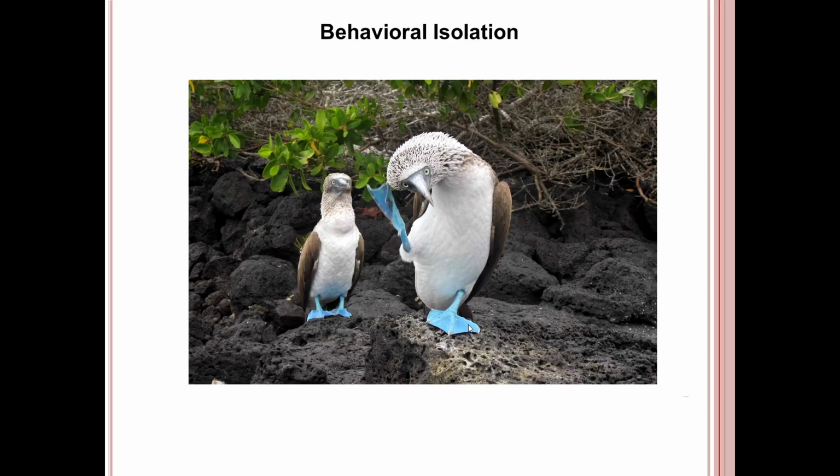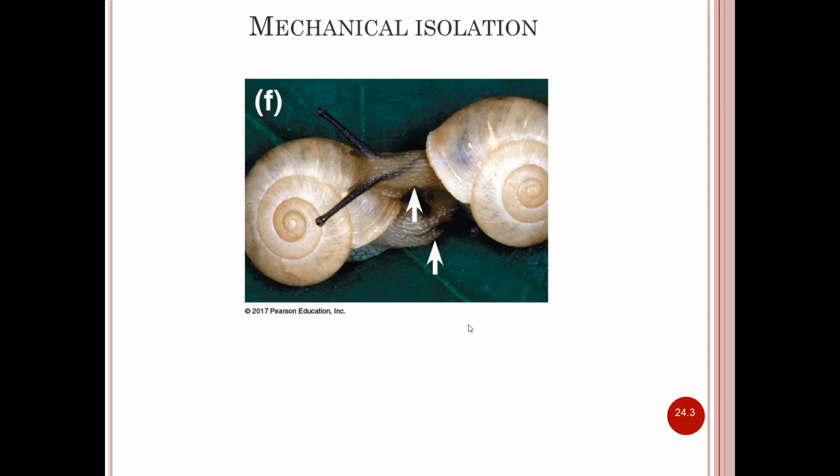Okay, once in a while though, you do have different species that do attempt to mate with one another, and there are mechanisms in place to prevent then the sperm and the egg from reaching one another. And this one would be mechanical isolation. So you've got to give it to the snails. They are really trying to reproduce here, but they just can't because of the mechanics.